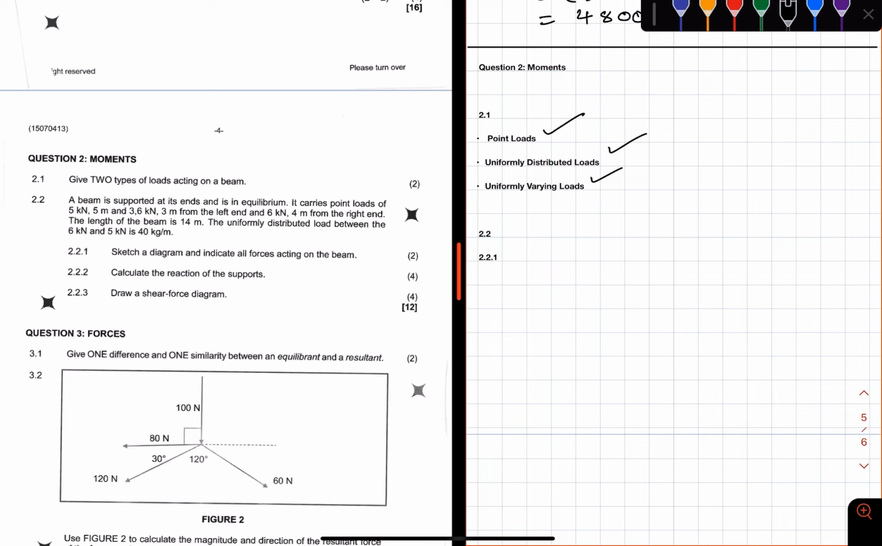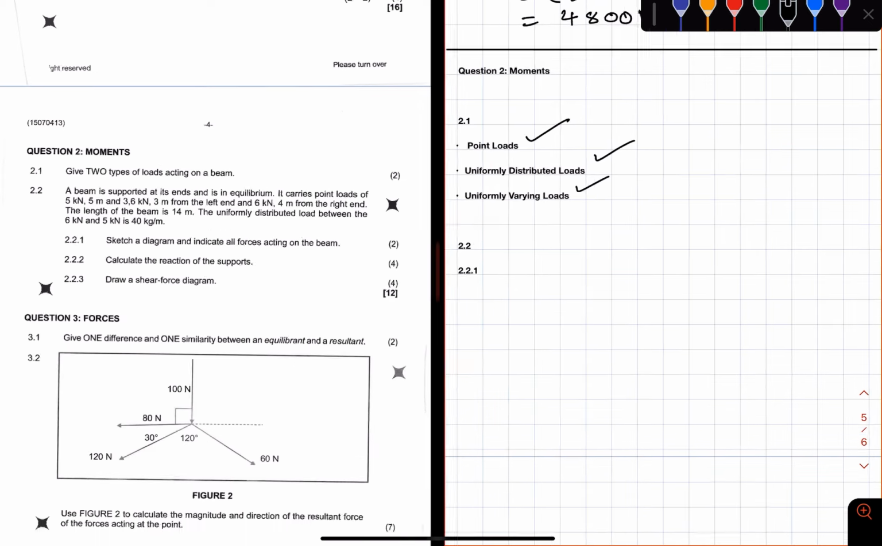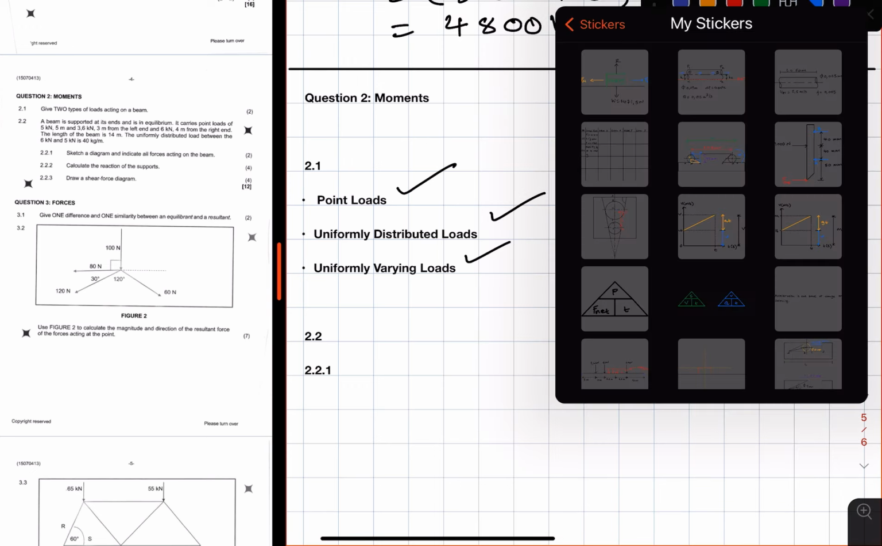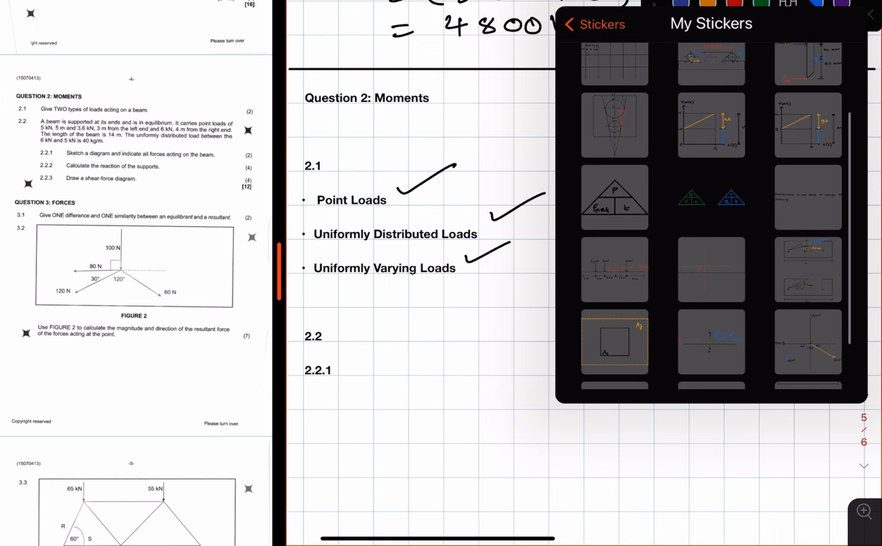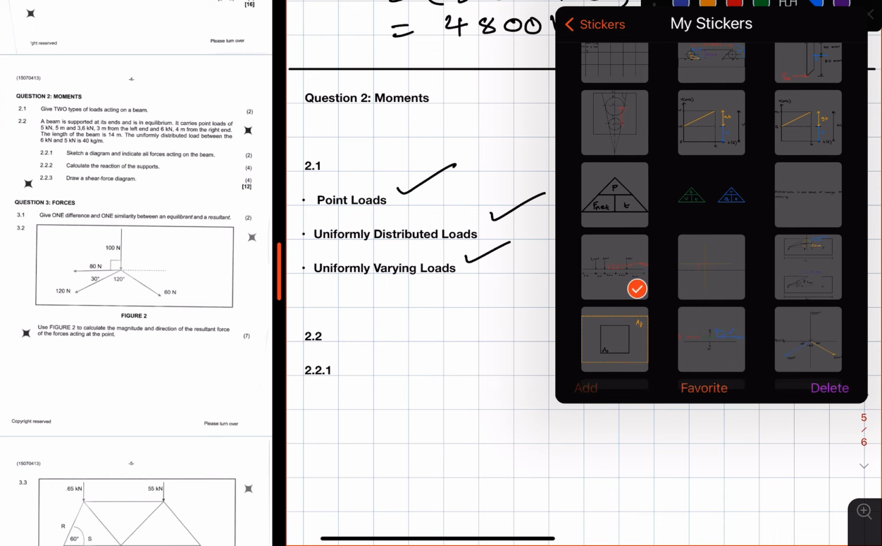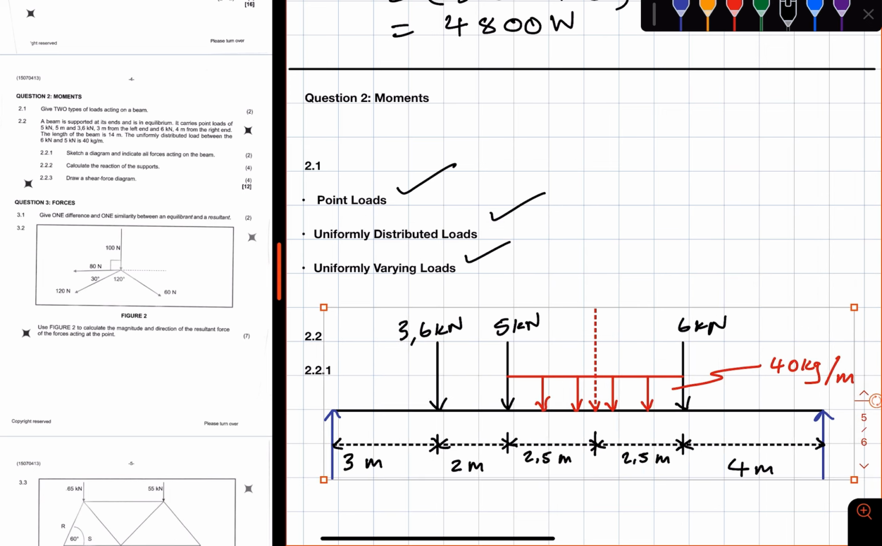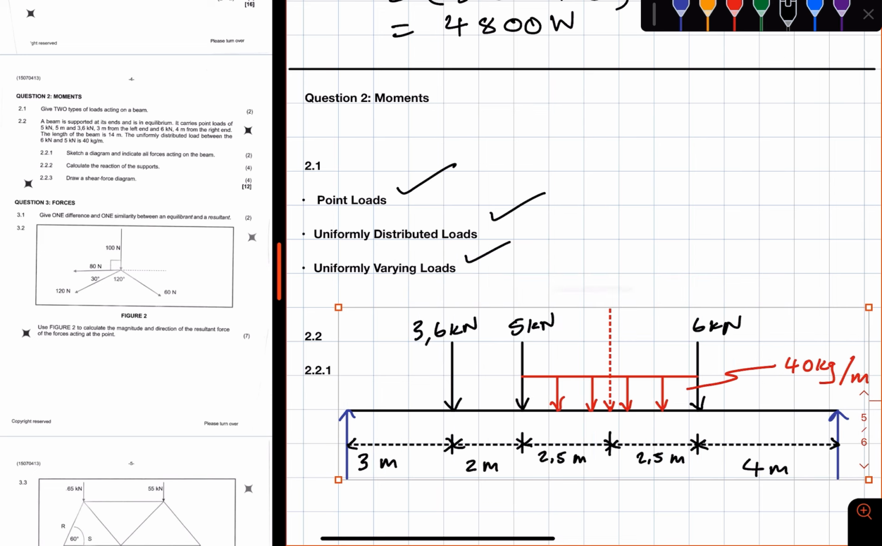Then 2.2.1, they say sketch a diagram and indicate all forces acting on the beam. So essentially what they're asking for is for us to draw a free body diagram of this loaded beam. Now, the free body diagram of this loaded beam will look like this, right?